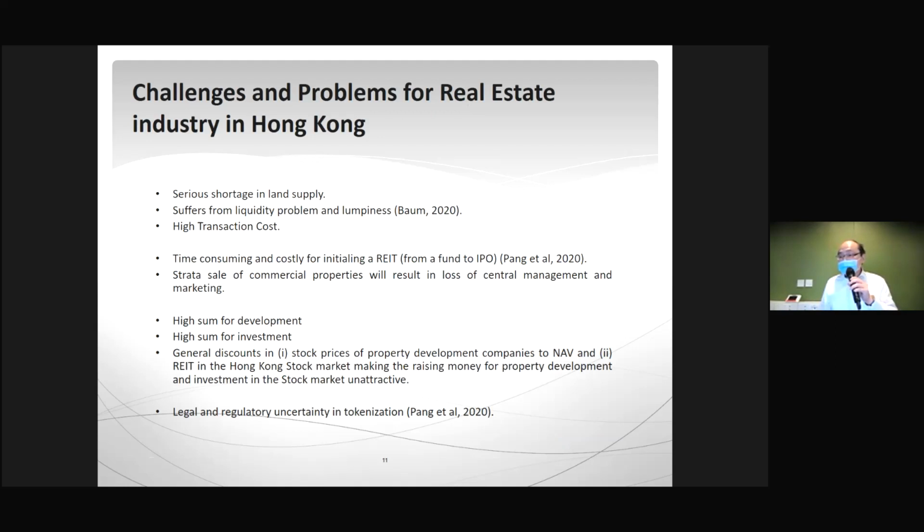Now, the challenges and problems of real estate in Hong Kong are like this. We have a shortage of land, and the land suffers from a liquidity problem, just like Handan in China. You have high transaction costs, and it's very time consuming to initiate a REIT. In some cases, commercial property cannot be sold by strata, and can only be sold as a whole. It has a high sum for development and a high sum for investment. Also, there's a general discount between the stock price of property development companies and the net asset value. However, there is some legal and regulatory uncertainty in tokenization. So these are all challenges that we are facing.